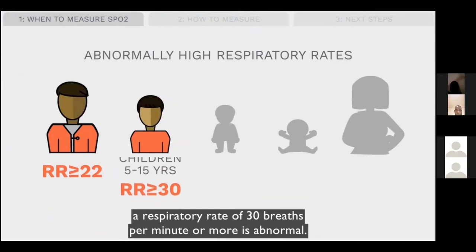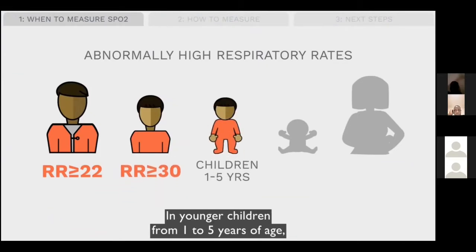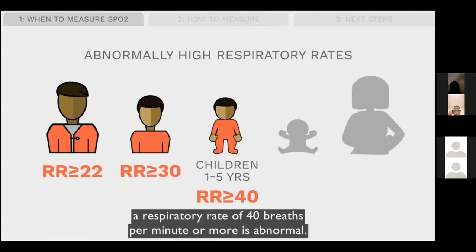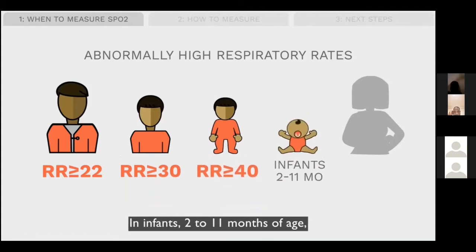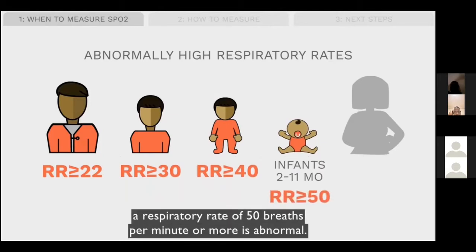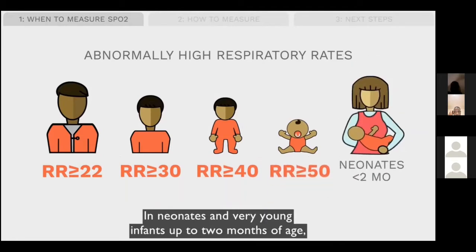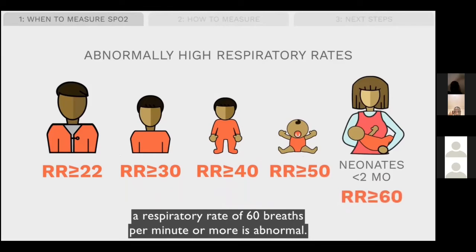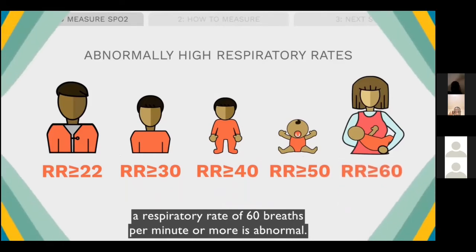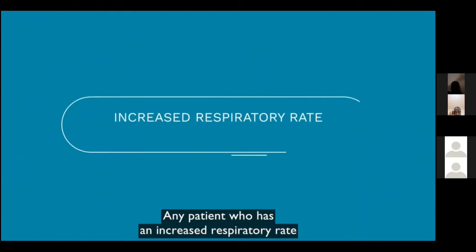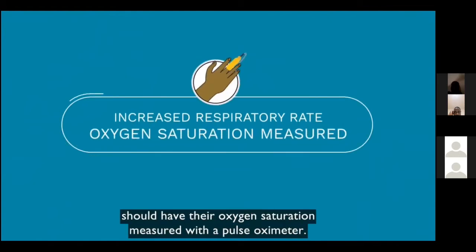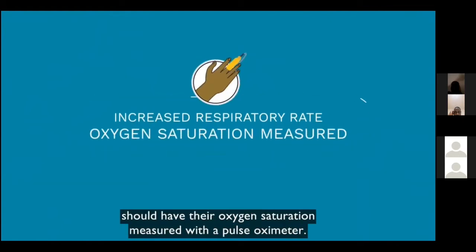is abnormal. In younger children from 1 to 5 years of age, a respiratory rate of 40 breaths per minute or more is abnormal. In infants 2 to 11 months of age, a respiratory rate of 50 breaths per minute or more is abnormal. In neonates and very young infants up to 2 months of age, a respiratory rate of 60 breaths per minute or more is abnormal. Any patient who has an increased respiratory rate should have their oxygen saturation measured with a pulse oximeter.